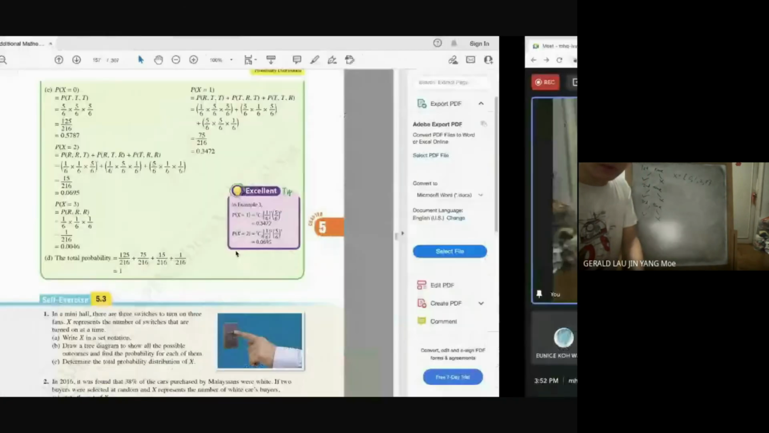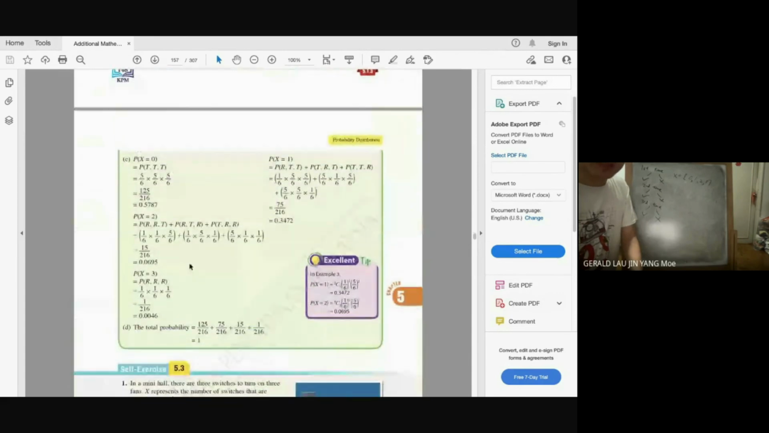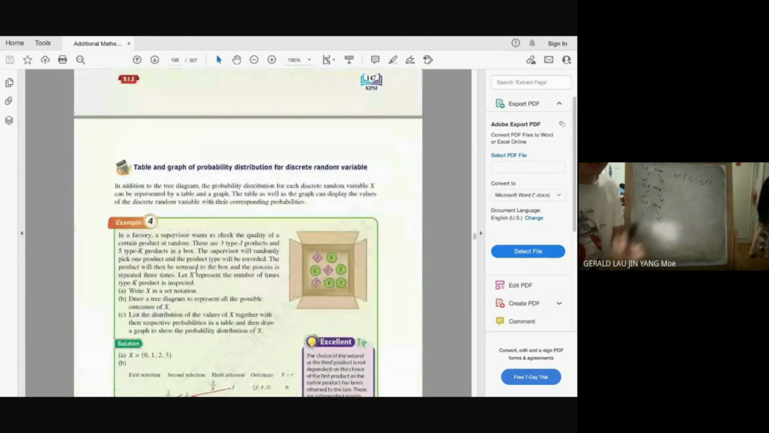Okay? I don't have to really explain this part yet until you understand. It's only the later part where the exam questions can come out.